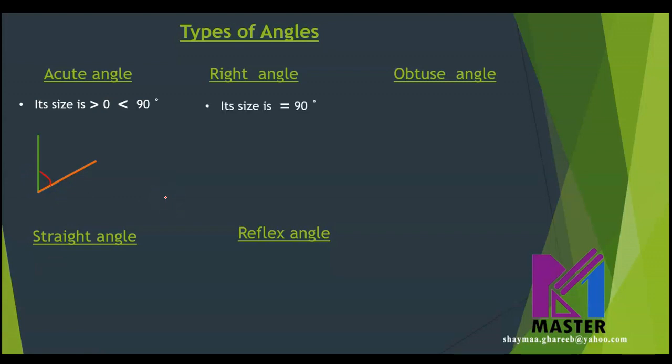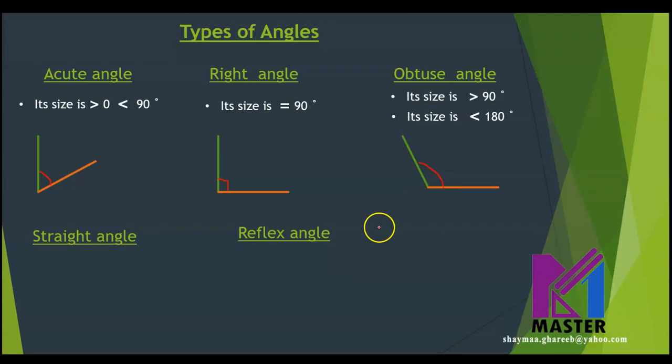What about the right angle? The right angle is exactly 90 degrees. As you can see, sometimes we put a small square here to identify the right angle. The obtuse angle, its size is greater than 90 degrees and smaller than 180 degrees. So the obtuse angle must be greater than 90 degrees and smaller than 180 degrees. As you can see, this is an example of the obtuse angle.